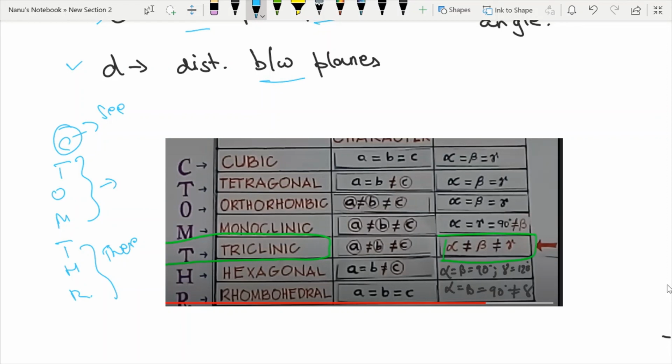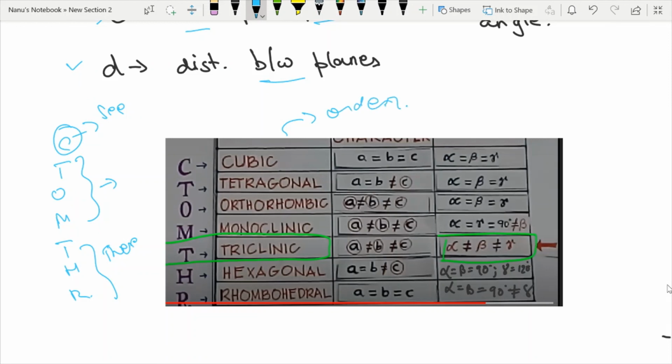Remember that tetragonal comes before triclinic because both of them start with T, and the rest you can fill up. If you know cubic, the problem is you don't know in what order it is. You guys know the names of the crystals, obviously, right? You just don't know in what order they come.